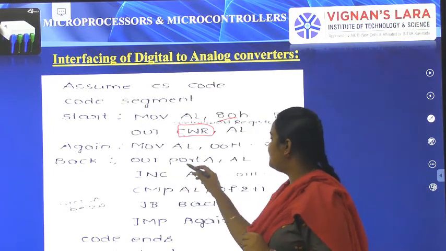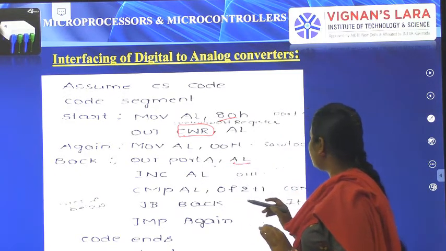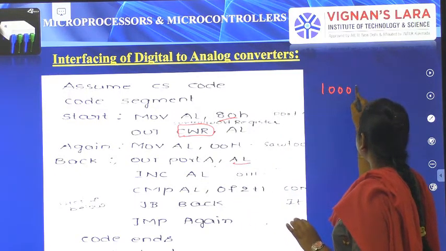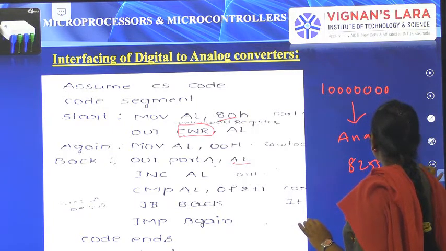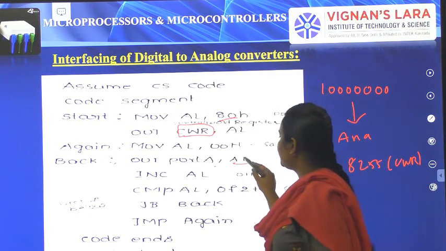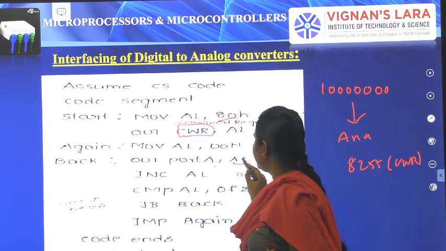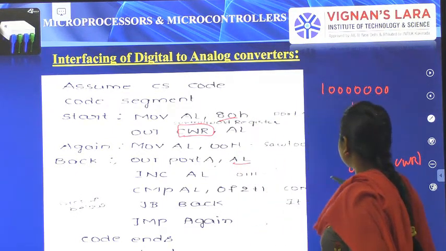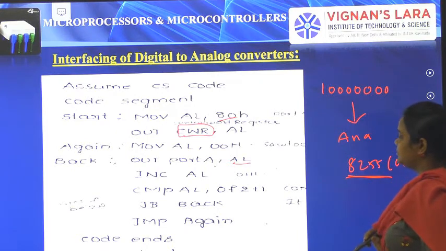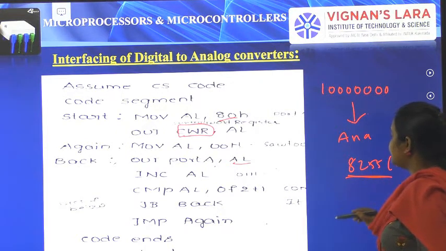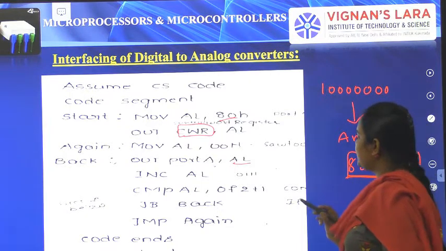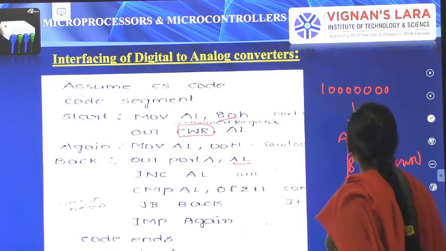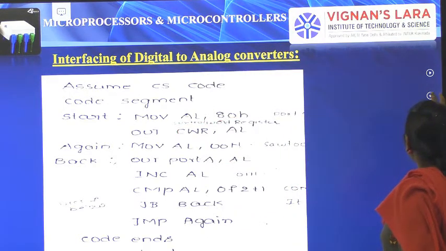So this is a command for port A. First of all, we convert the 10000000 digital as an analog output by using the 8255 and its CWR register. So AL is moved to port A. Port A is present in the 8255. The 80H will be given to the 8255. Then increment AL.